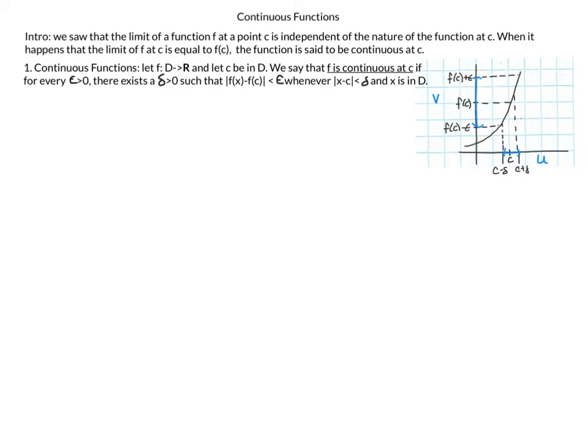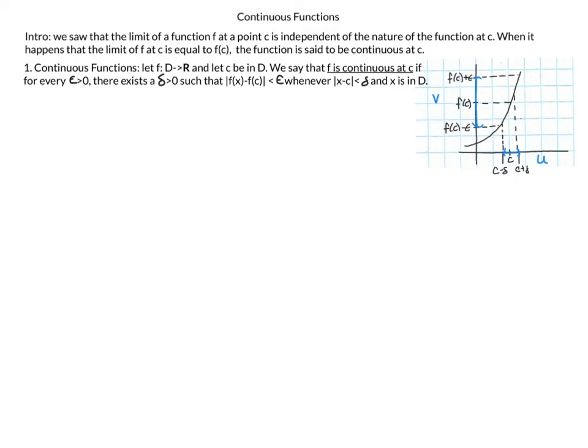Bridging what we did in our last video, which was the limit of a function. We looked at a limit of a function at a point C, and it was really independent of the nature of the function at C. In other words, f of C didn't even have to be defined to have a limit at C. In this video, though, we are going to look at continuous functions, and that happens when the limit of f at C is equal to f of C. So first we'll look at the definition of a continuous function.